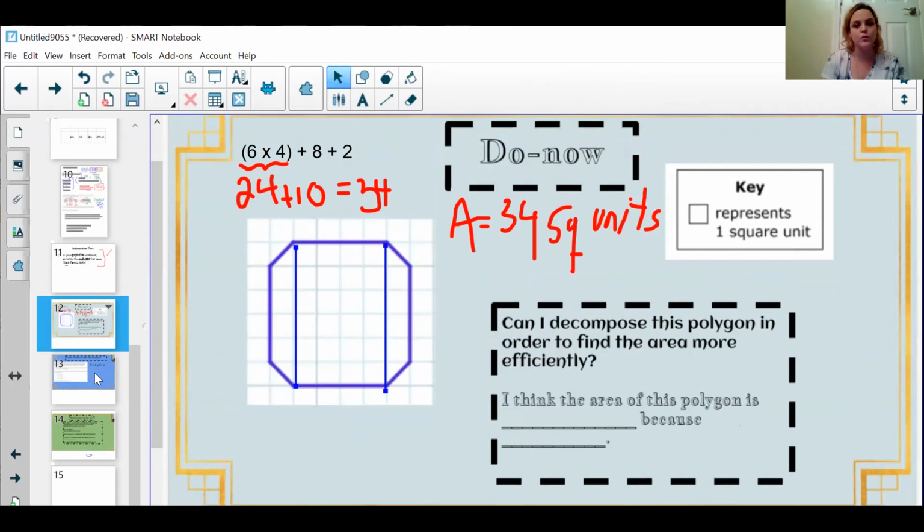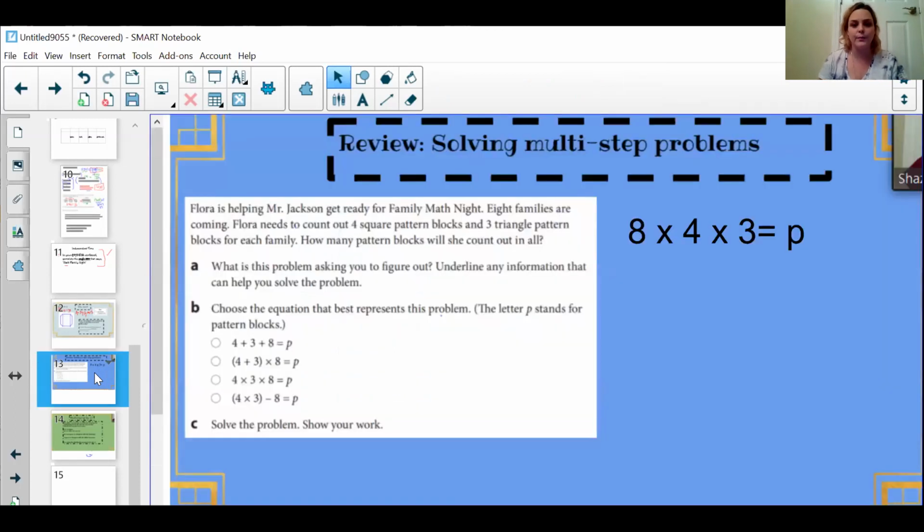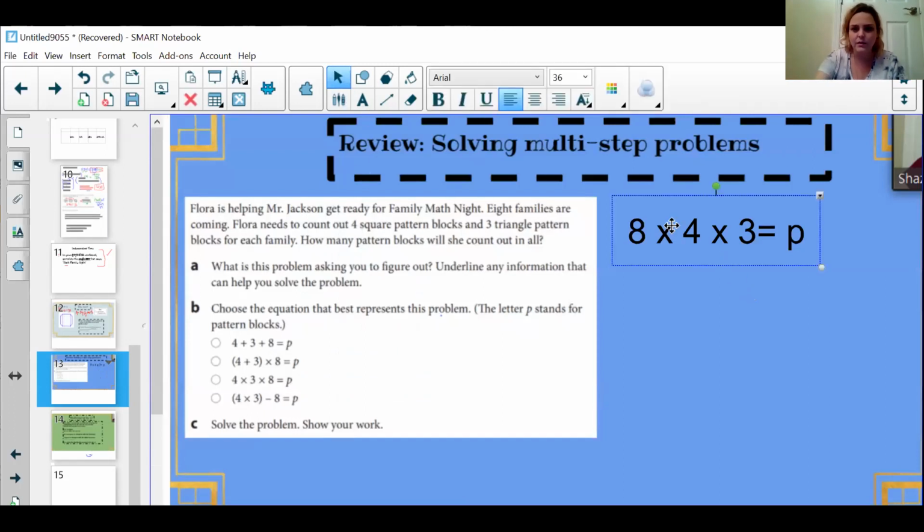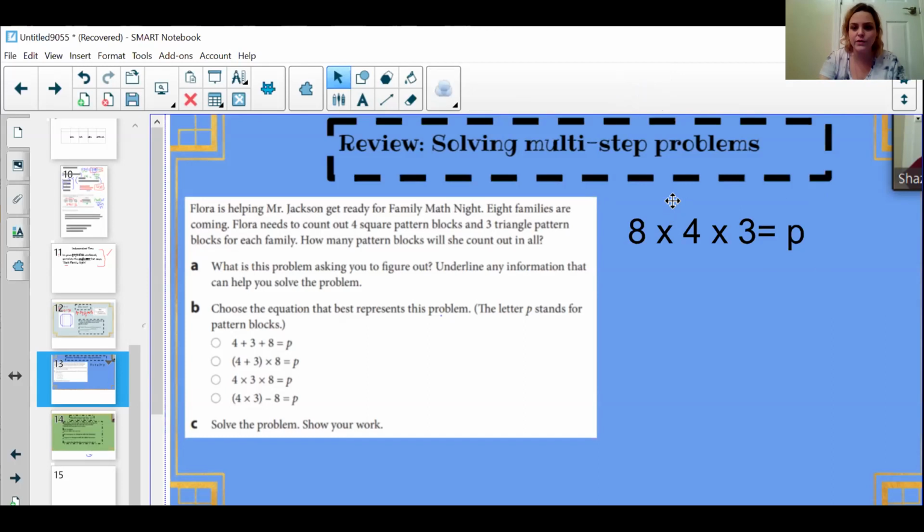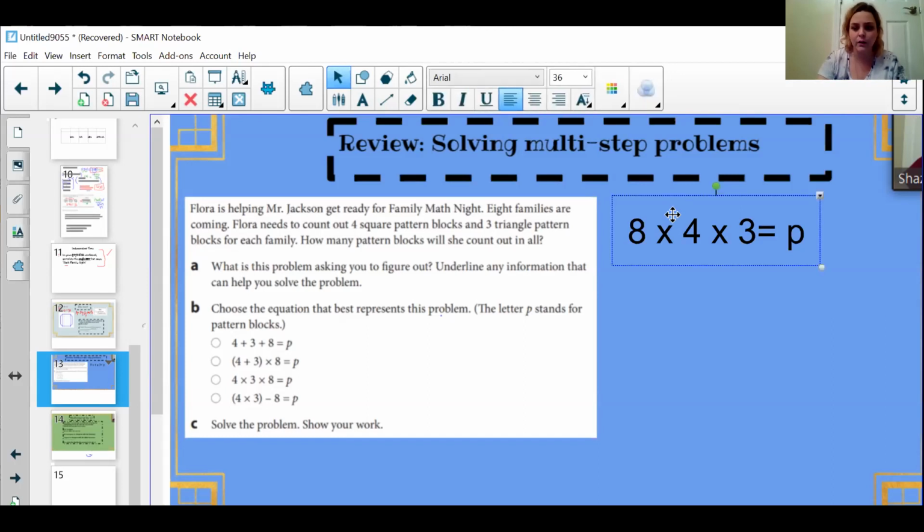We're going to go into reviewing solving multi-step problems. And give me 1 second. So we're going to go into reviewing multi-step problems right now. If it lets me delete this, let me see. It does not let me delete.